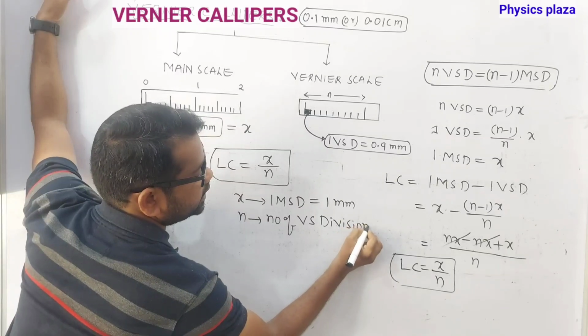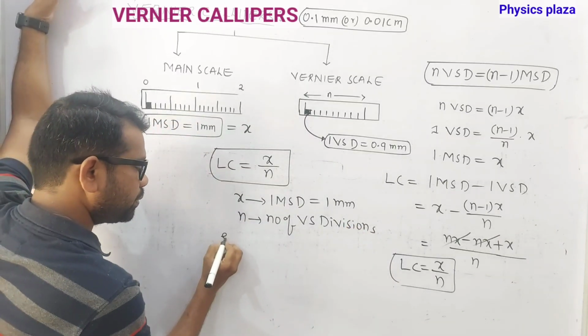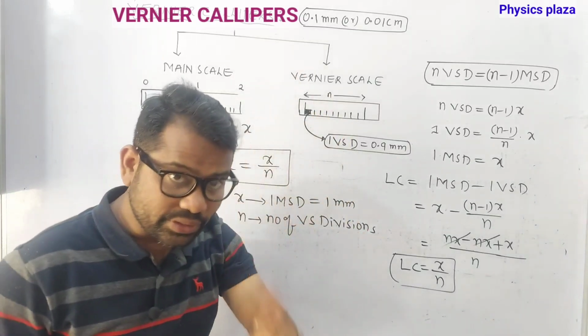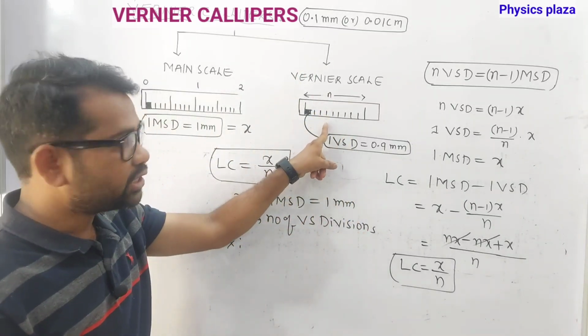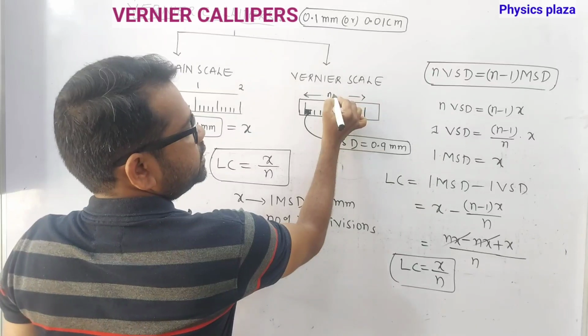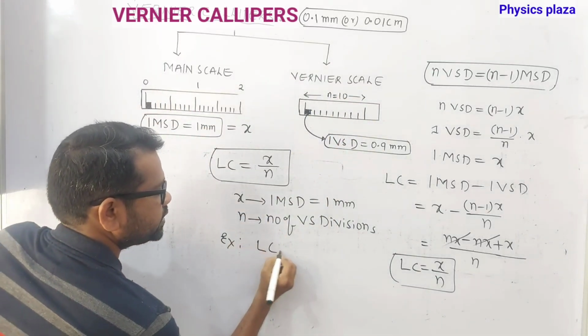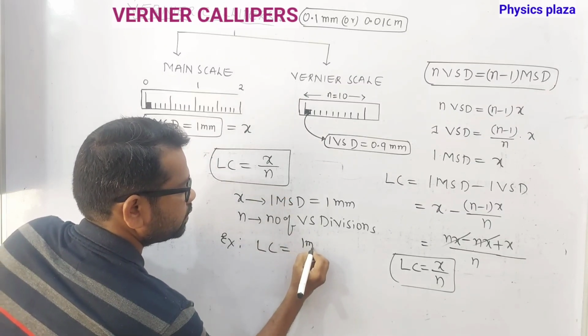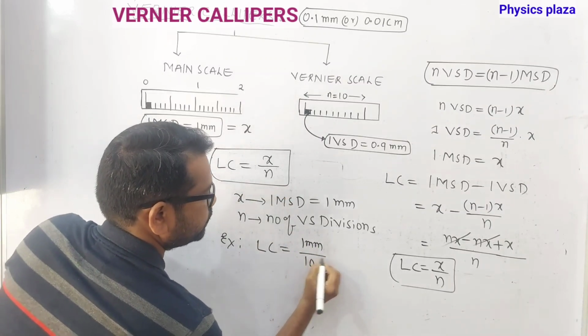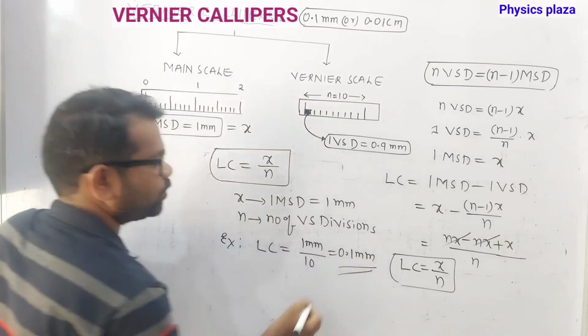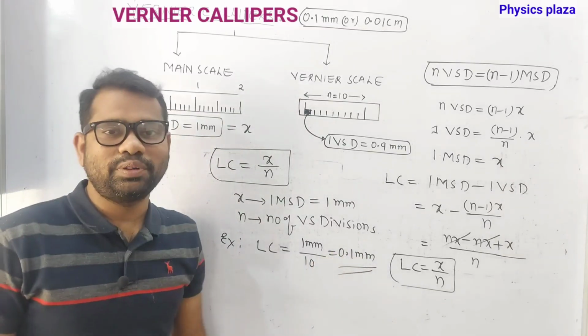Number of vernier scale divisions. So for the example we have taken, children, according to our scale, N is 10 divisions. Now substitute here: least count is equal to x, which is 1 millimeter, divided by n, which is 10. So we are getting 0.1 millimeter. Yes, we got it. We got 0.1 millimeter.